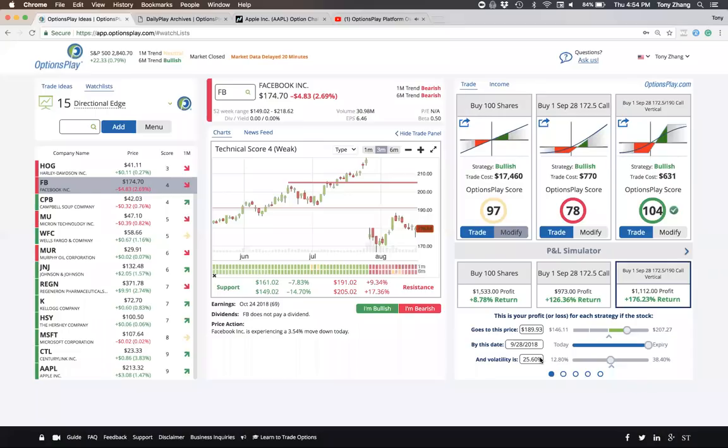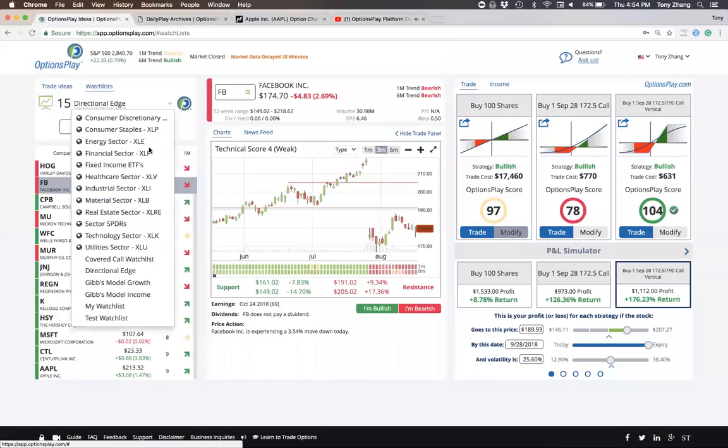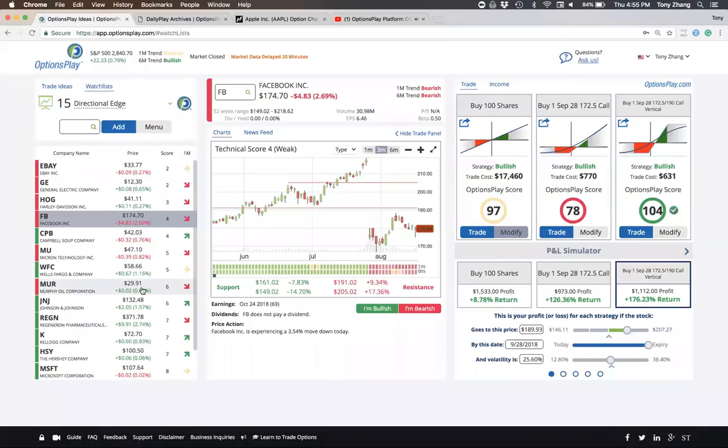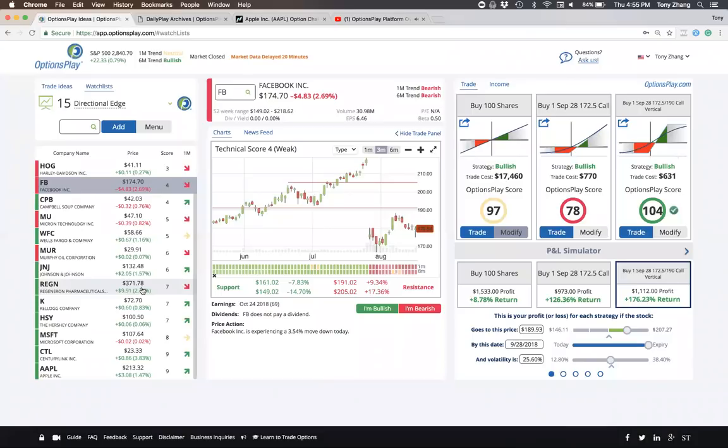Gary, is your directional edge watchlist still created or is it available to all? The directional edge watchlist was just one that I created for the webinar. This list of stocks is by no means a list of stocks that has directional edge. This is just one that I created. I named it directional edge, but they're just a bunch of random stocks that I felt during the time we did the webinar was going to communicate the message that I was trying to show you.